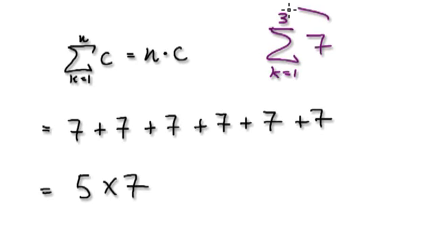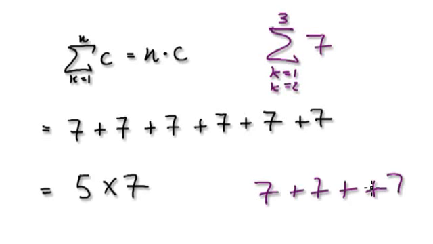Okay, so for you to write out this sequence, you'd put the 1 into the K, but there's no K. So the first term will be 7, and then increase the K by 1. The next K would be 2 here. Put the 2 into the K, but there's no K. So the next term here will be 7, and so on. So this thing here will become this.